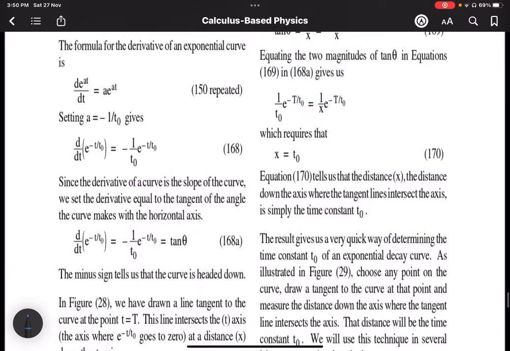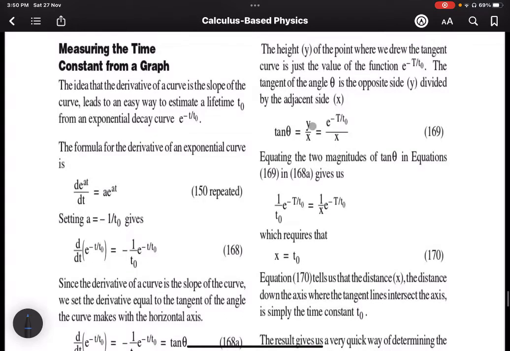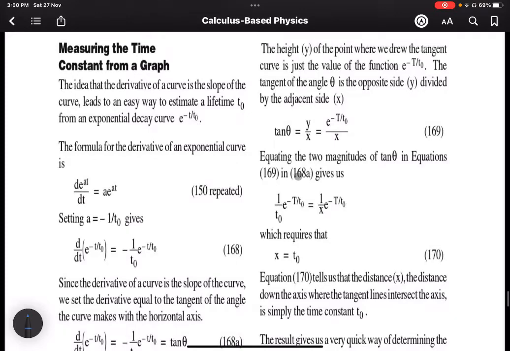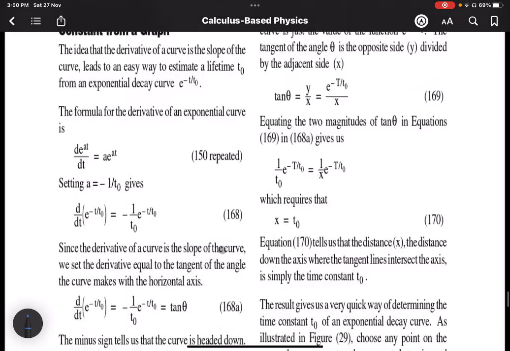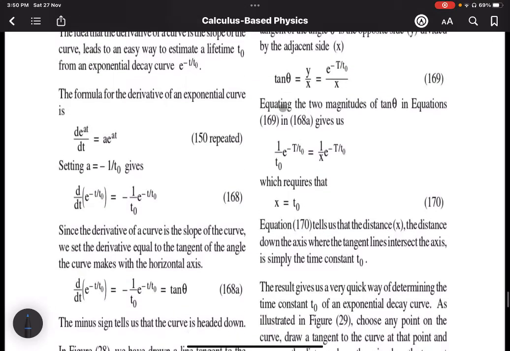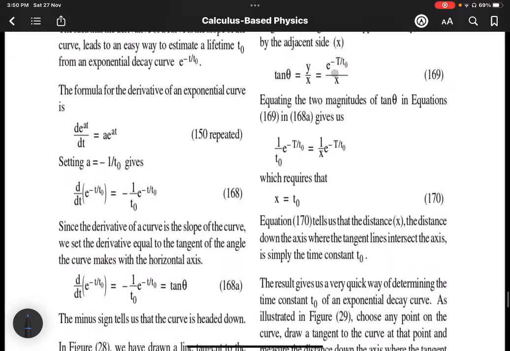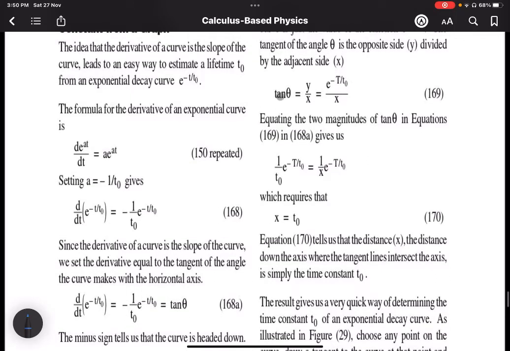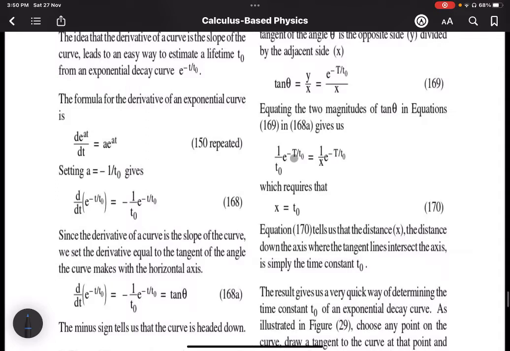So, we have the following formula. Tangent theta equals y over x is equal to e to the negative big T over T o power over x. Equating the two magnitudes of tangent theta in equation 169, ito yun, and in equation 168a, which is ito. So, pagsasamahin daw natin, okay? Since si 1 over TO, which is ito yun, ay equivalent kay tangent, i-replace lang natin si tangent nitong formula nito. So, this is equal to this one.